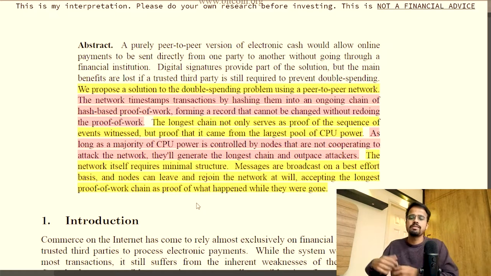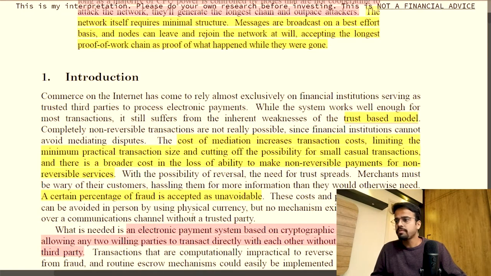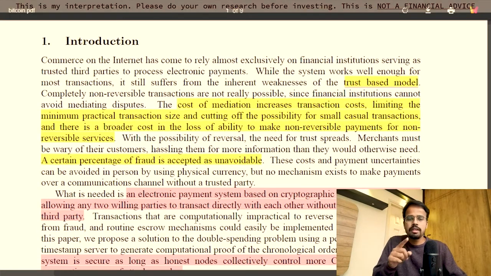So suppose a person was validating all the blocks and he came back after a few years, or a few days, whatever, he will just accept the longest chain which has been formed till then. So a particular individual leaving the validation network or peer-to-peer network does not halt the operation of the entire blockchain. It continues to keep on going and adding new blocks. So this is a very important thing.